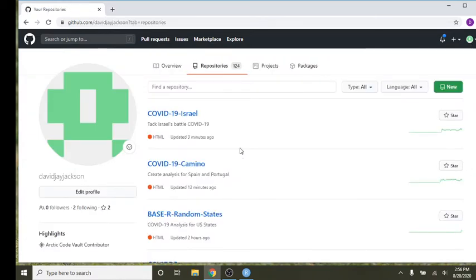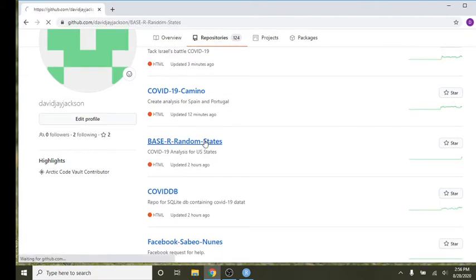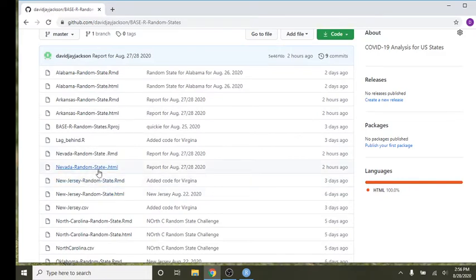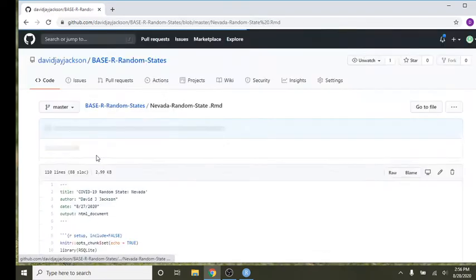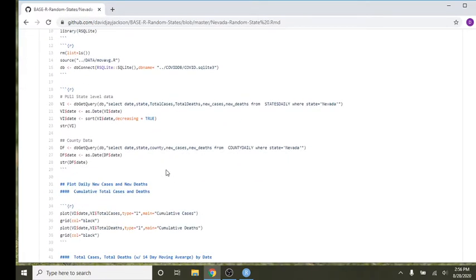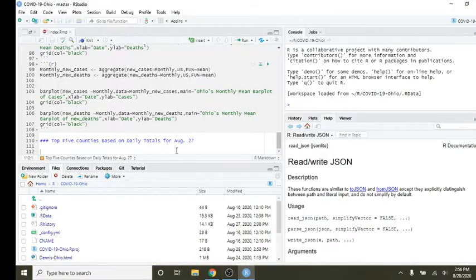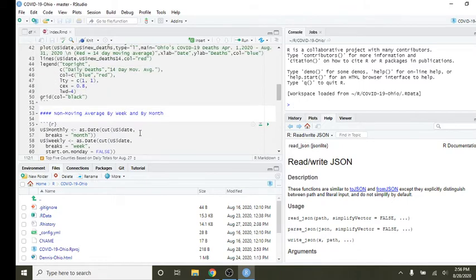That should be random states. Nevada. Let's put this up here. Cut and paste is your friend. Don't let anybody tell you otherwise.